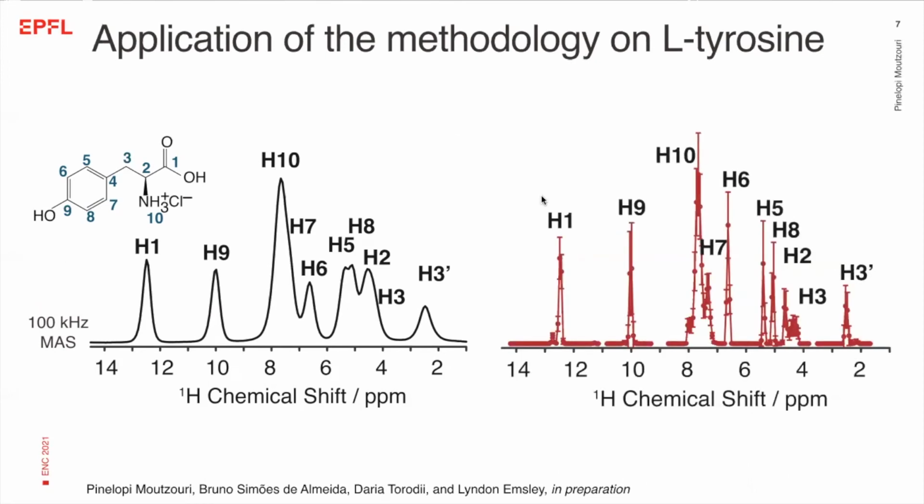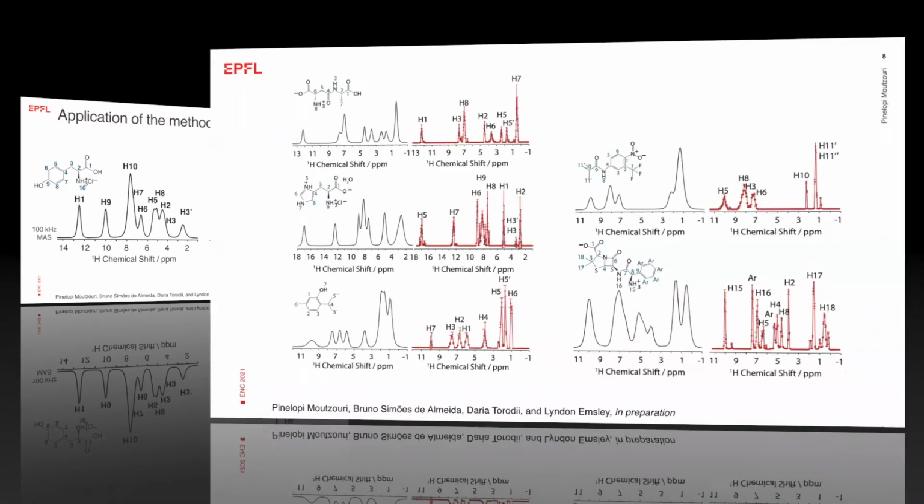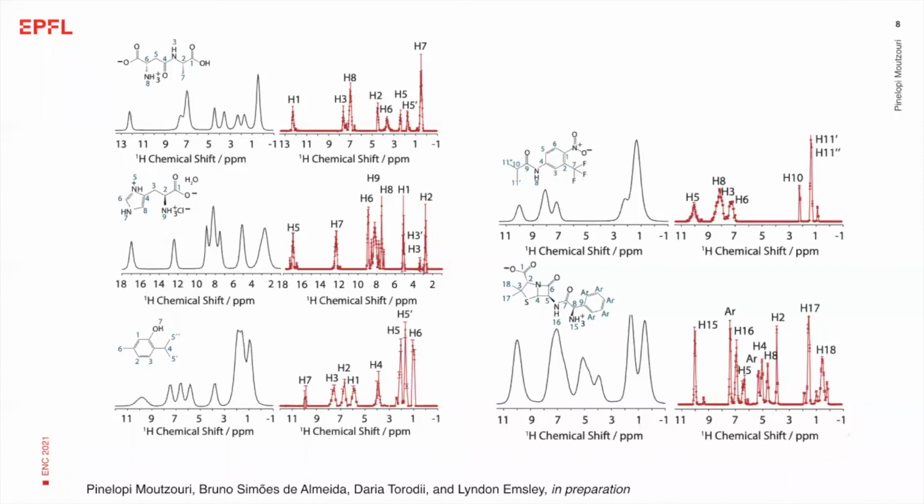The results are great, and for this sample, the method is providing a resolution enhancement factor of about 5. More importantly, it is able to accurately predict the number of protons residing in the crowded spectral region between 4 and 6 ppm. So let's see how the method performs in more samples.